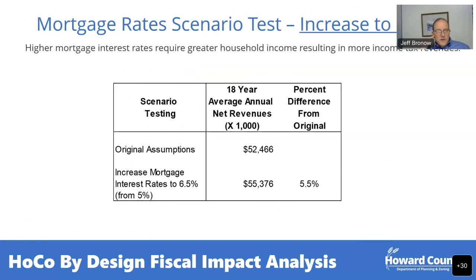So if you compare that to the original mortgage rate scenario of 5%, the 18-year average annual net revenues, the original assumption was $52.5 million, and now it increases to $55.4 million. So it's a 5.5% increase in the net results overall of the whole fiscal impact analysis over the 18-year period for all of the growth, reflecting all of the increased income tax from this scenario from all the housing units purchased, countywide.